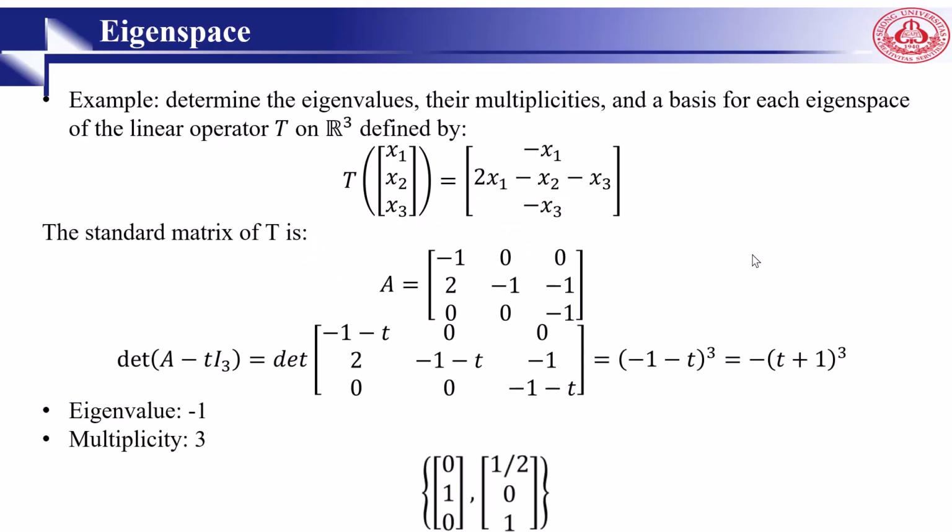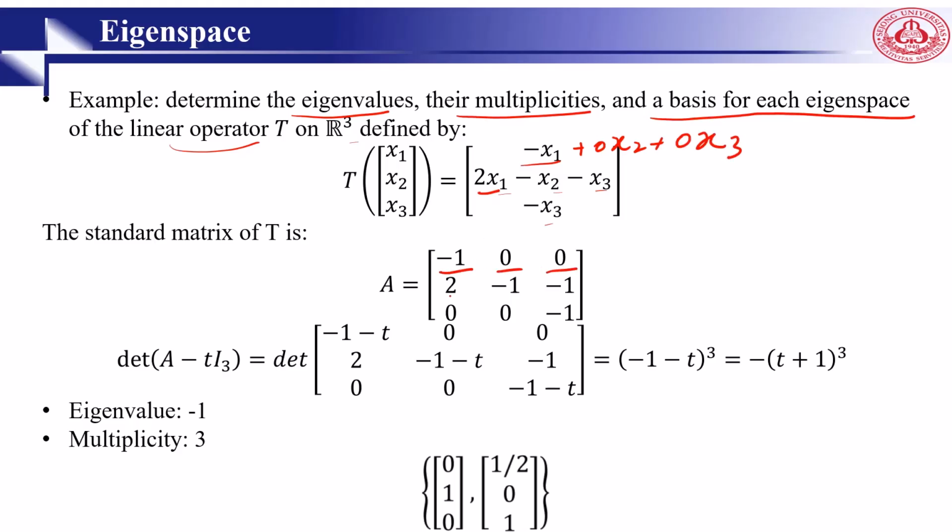Find the eigenvalues, multiplicity, and the basis for each eigenspace of this linear operator T on R^3. So we have this linear operator T on x1, x2, x3, which is minus x1, 2x1 minus x1, and x3. So we will find out the standard matrix of this T. Minus 1, because we have nothing here, 0x2 plus 0x3. That's why minus 1, 0, and 0.